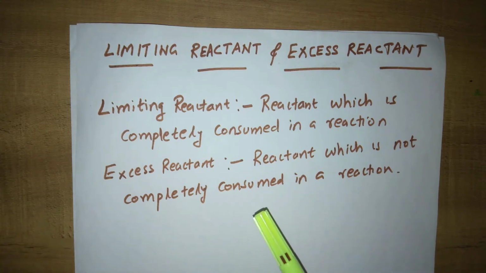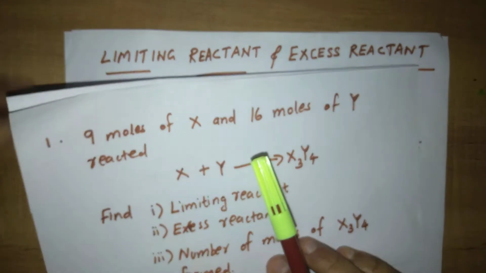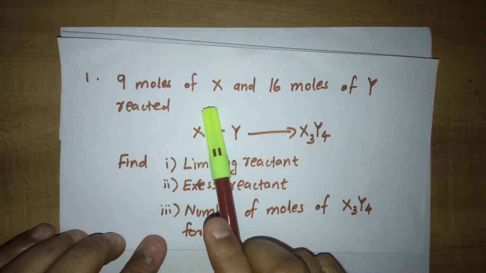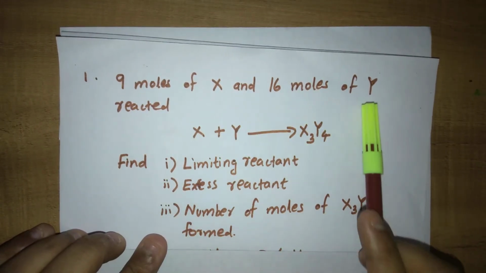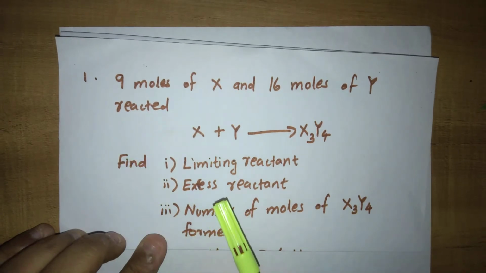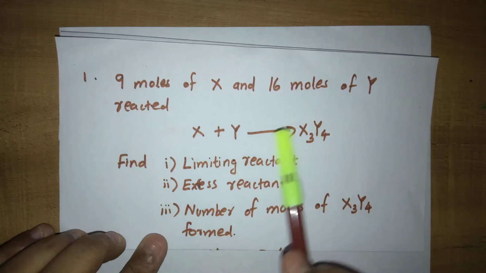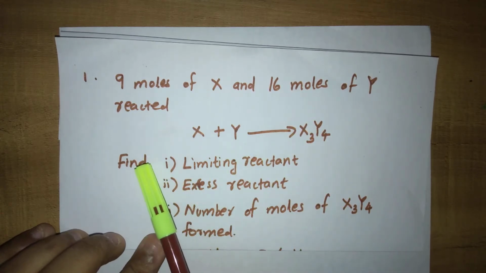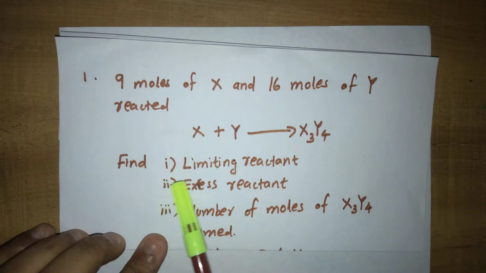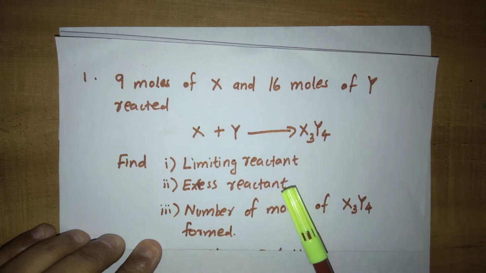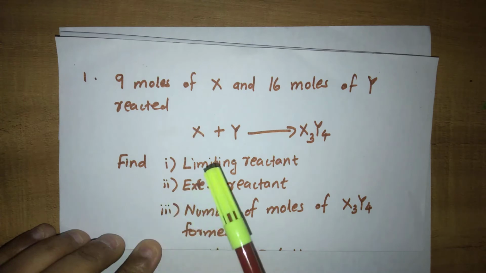Okay, we'll do one problem, then we can easily understand this concept. Check this question: 9 moles of X and 16 moles of Y reacted. The chemical reaction given is X plus Y gives X3Y4. The product is X3Y4. First, find the limiting reactant. Second, find the excess reactant. Third, find the number of moles of X3Y4 formed. These are the three sub questions. Three things we have to find.